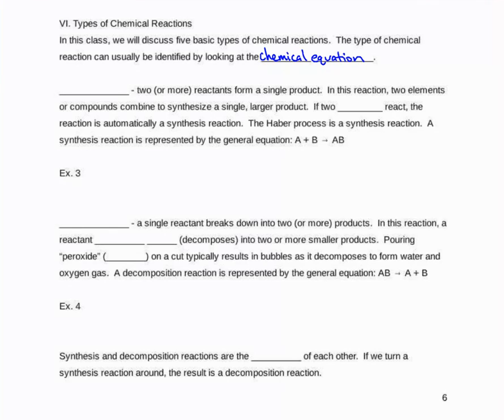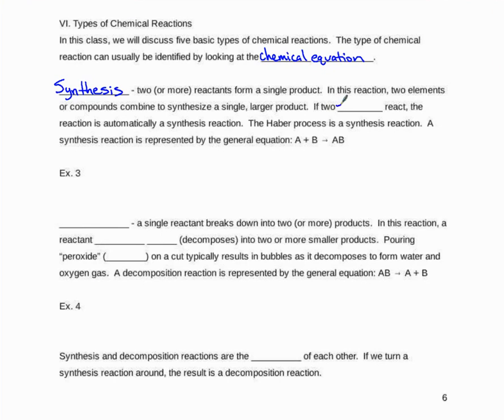The first is what's known as a synthesis reaction. The Haber process falls into this category, synthesis. This is a reaction where we have 2 or possibly more reactants and only one product. In this reaction, we have 2 elements or compounds, and they are combining to synthesize a single larger product.